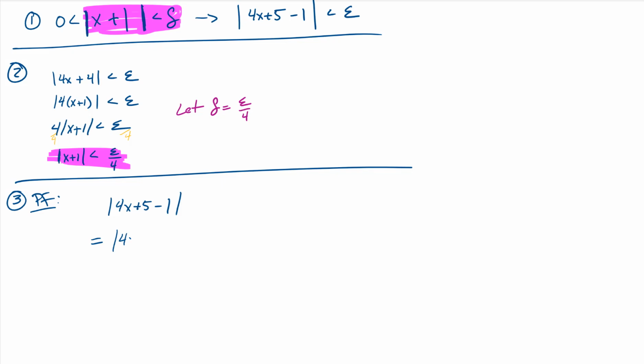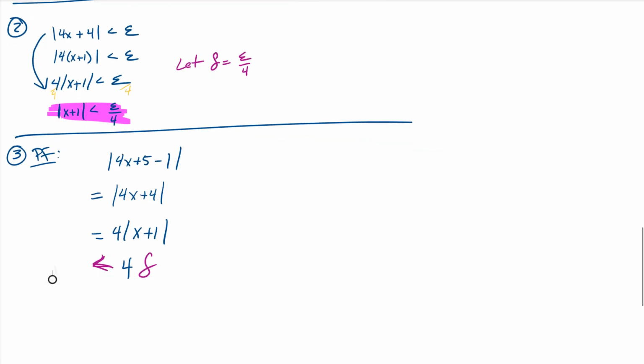So this is 4x plus 4. Now, this is where I'm just jumping right to there. I'm not going to do the whole rigmarole. I'm going to take 4 times x plus 1. But here comes the weird part. We're about to sub in, kind of, for that absolute value of x plus 1. Boom. Because that absolute value of x plus 1 needs to be less than delta. Not equal to it. Less than delta. So we go less than 4 times delta.